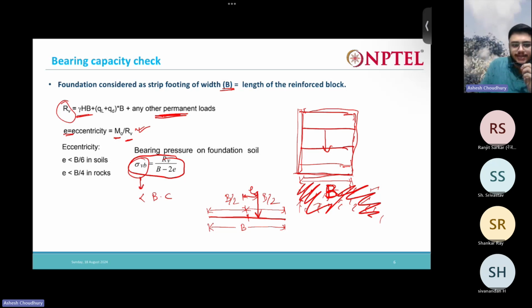Also, one more thing, you ensure that the eccentricity should always be less than B by 6, and in rocks it should be less than B by 4. Now why, can you tell me why we have this criteria? Why do we have to ensure that the eccentricity should be less than B by 6 or B by 4? Generally B by 6. What is the reason for this?